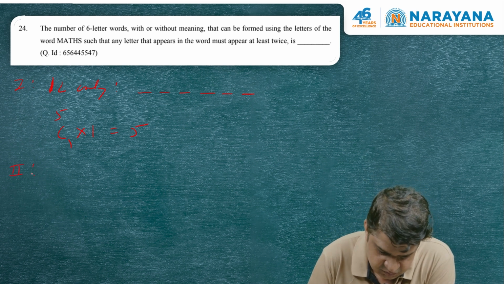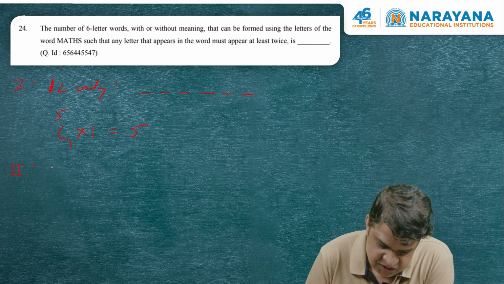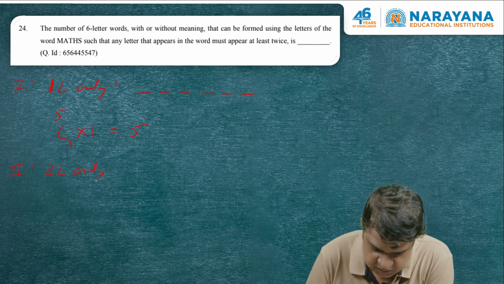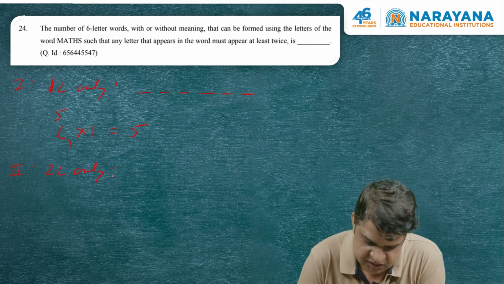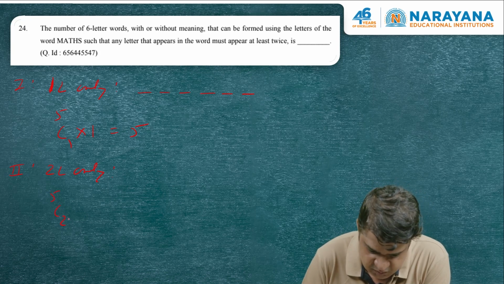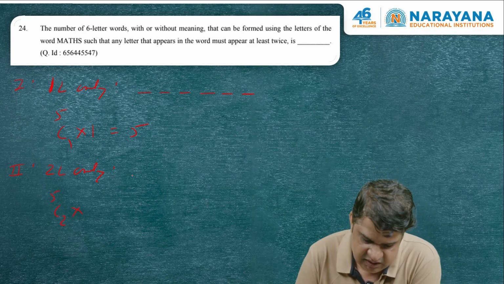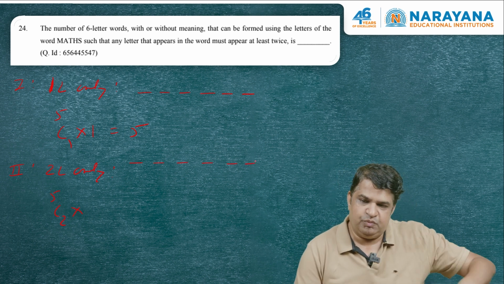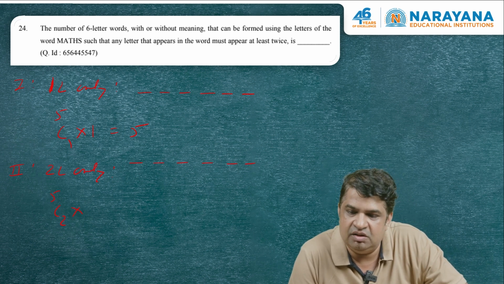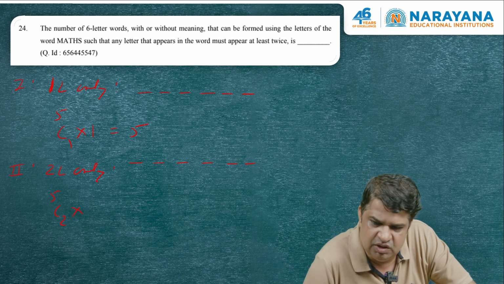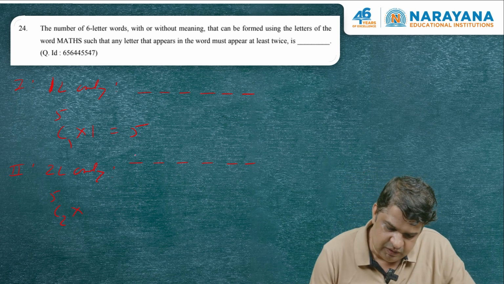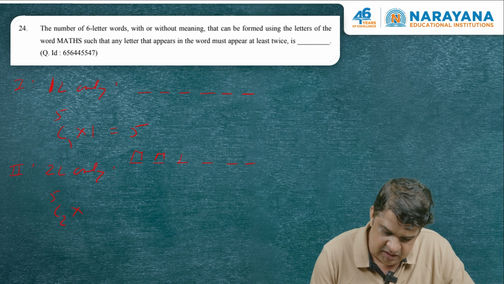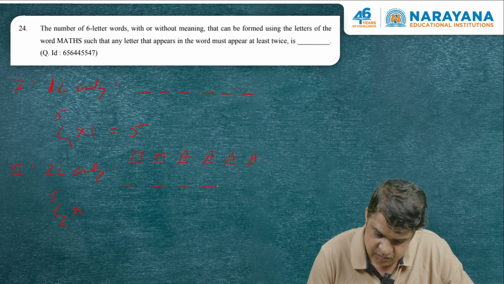Now, second case, all words are prepared using 2 letters only. Now, if we are using only 2 letters, first of all those 2 letters can be any 2 out of 5. Now, there are 6 places, 1, 2, 3, 4, 5, 6, and we are supposed to use 2 letters and each letter is to appear at least twice. So, now there are 2 possibilities: one letter is used 2 times and another letter is used 4 times, and second possibility, both letters are used 3 times.